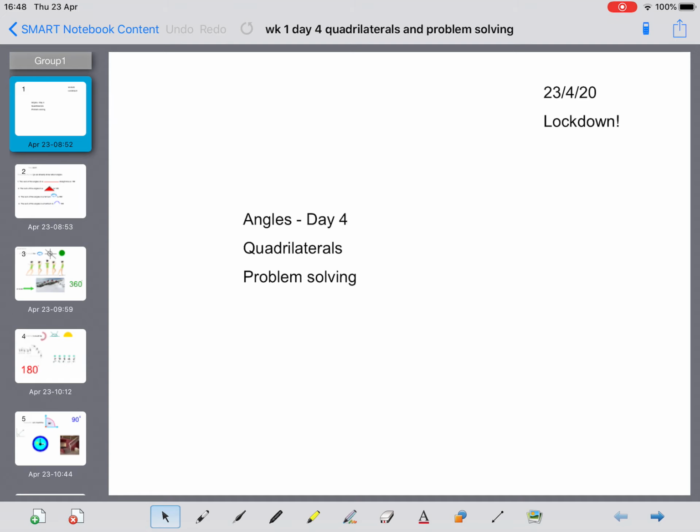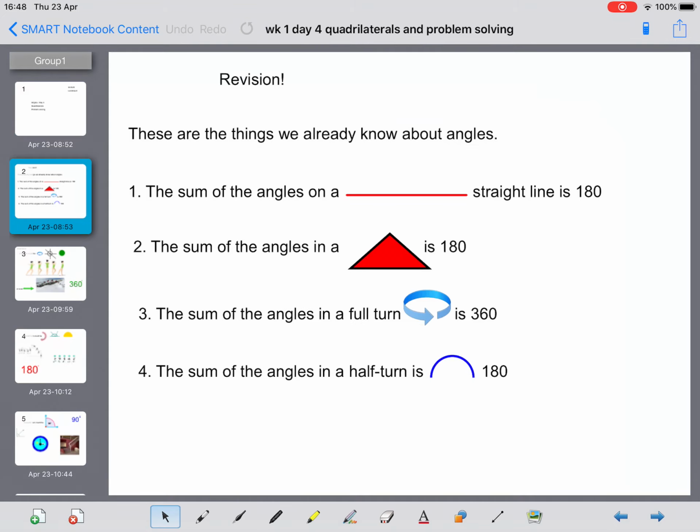Anyway, let's get on with Angles. So, this is just a bit of revision. Things that we already know about angles. Sum of angles on a straight line is 180 degrees. I forgot to put the degree sign on. There we go. The sum of the angles in a triangle is 180 degrees.